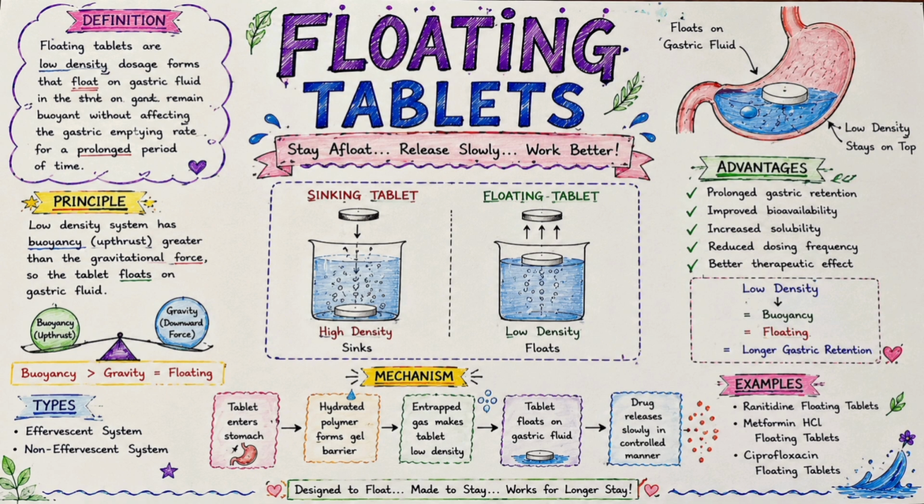Add the advantages: prolonged gastric retention, controlled release, potential improvement in bioavailability for suitable drugs, and better therapeutic performance in appropriate formulations. At the bottom, add the types, that is effervescent, non-effervescent. Finally, highlight one golden reason line, that is hydrate, gel, trap gas, float, stay and release. Present your poster to the class in 1 minute.